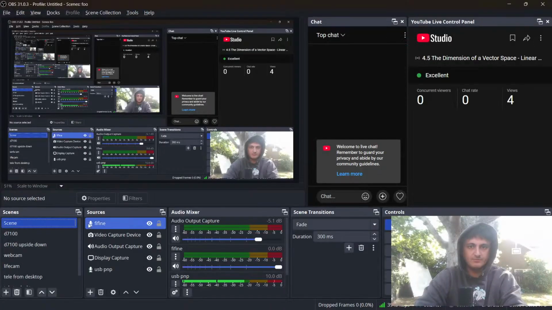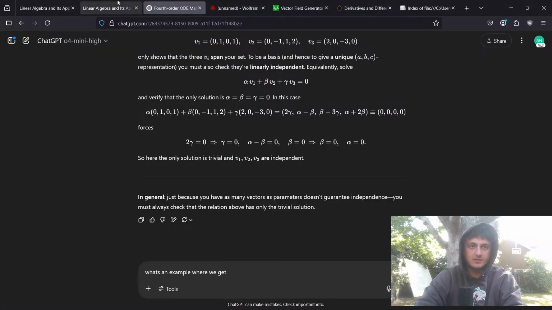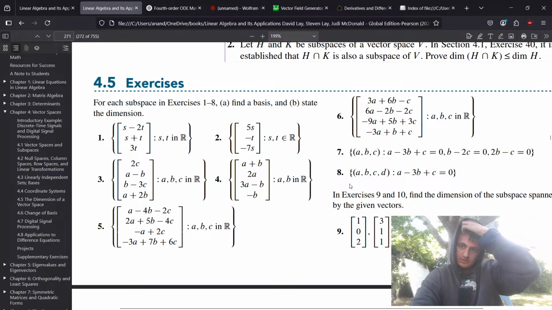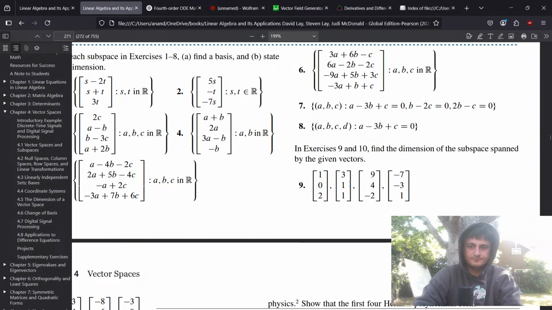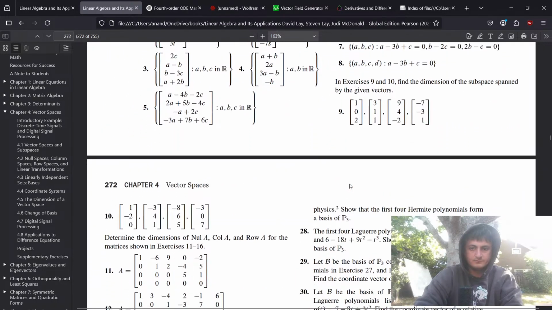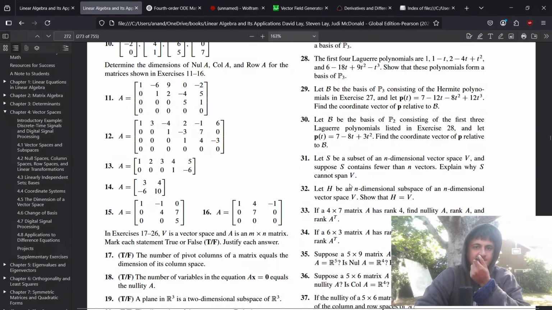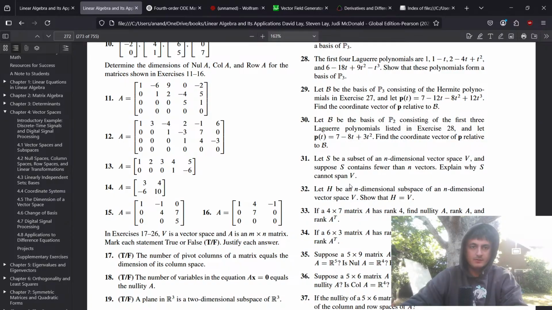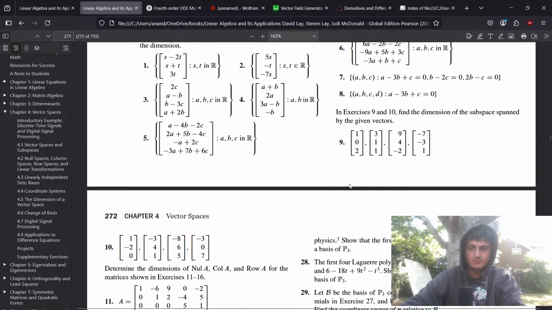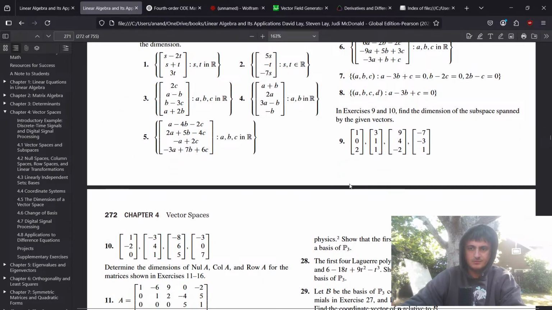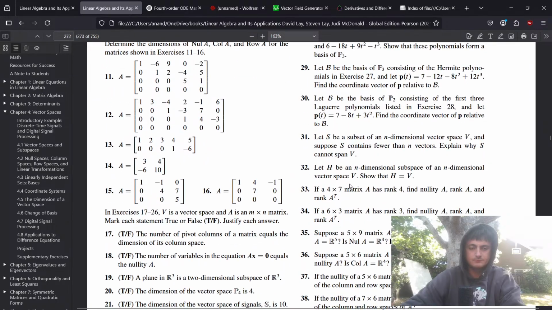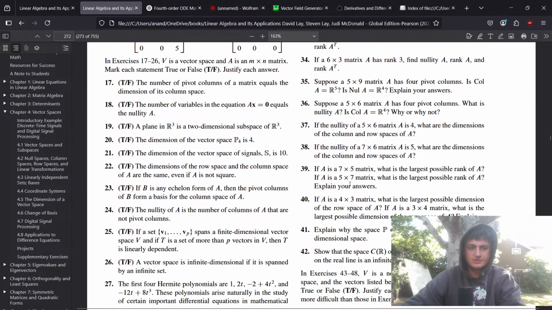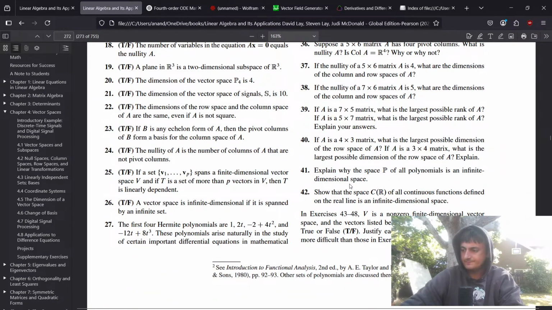Actually, let's read some more of the problems so that we get an idea of what's in here. We can do 11 and 13. We'll do 17 through 26.